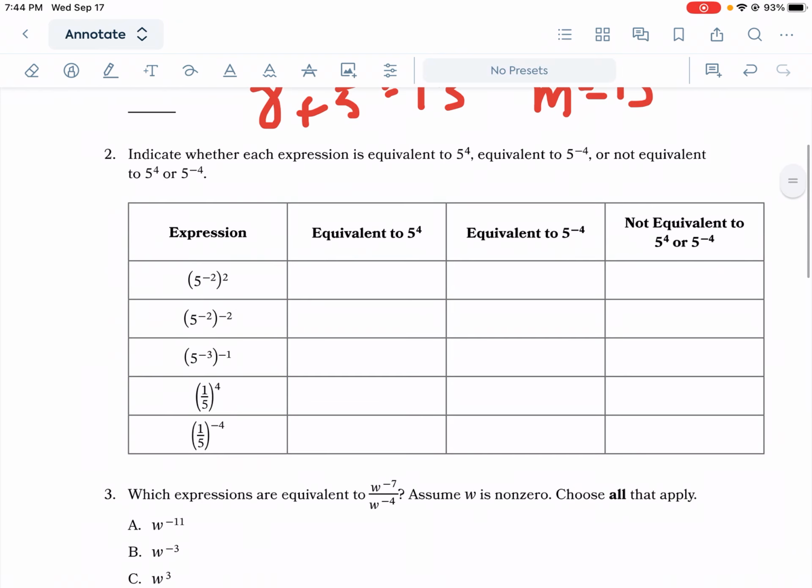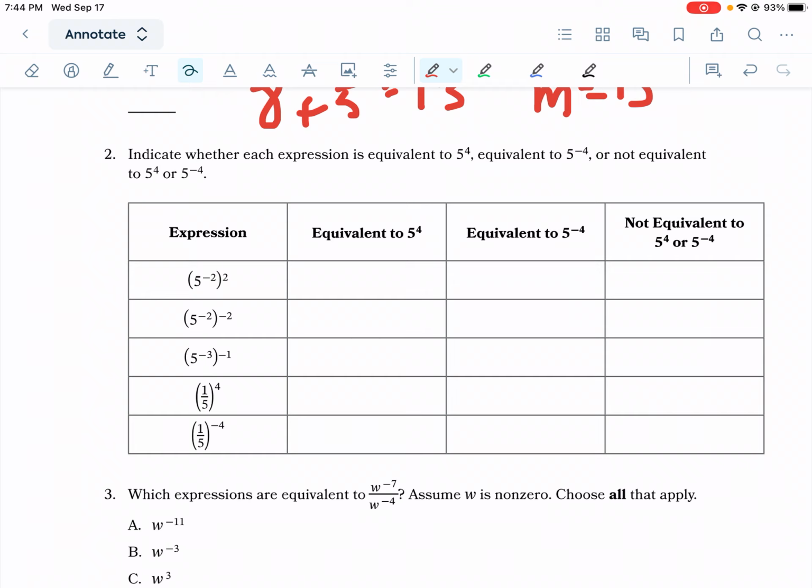Moving on. For number 2, I'll do a couple of these, just not all 5. It says to indicate whether each expression is equivalent to 5 to the 4th power, 5 to the negative 4 power, or not equivalent at all. Y'all did fairly well on the first 3. The last 2 you were stumbling quite a bit, so I'll just do maybe 2 or 3 of these, and then I'll leave you to practice on your own in your free time.